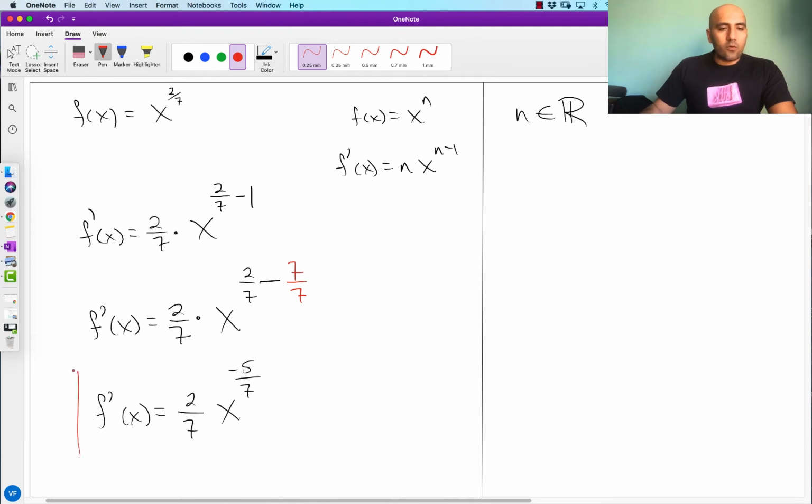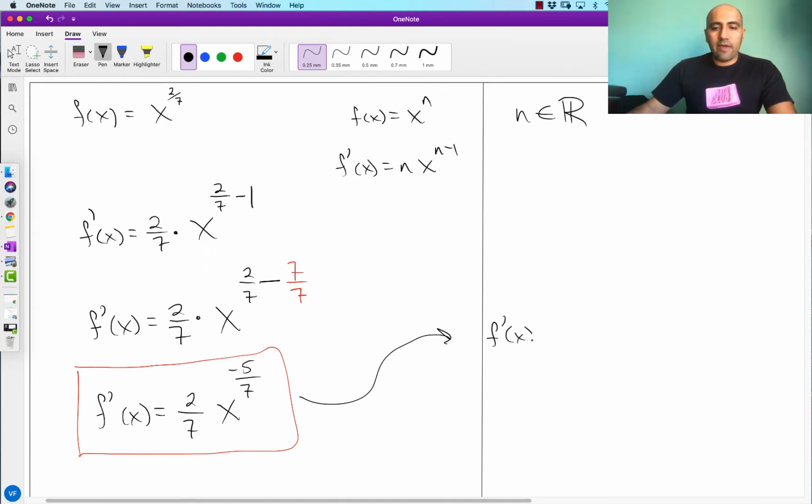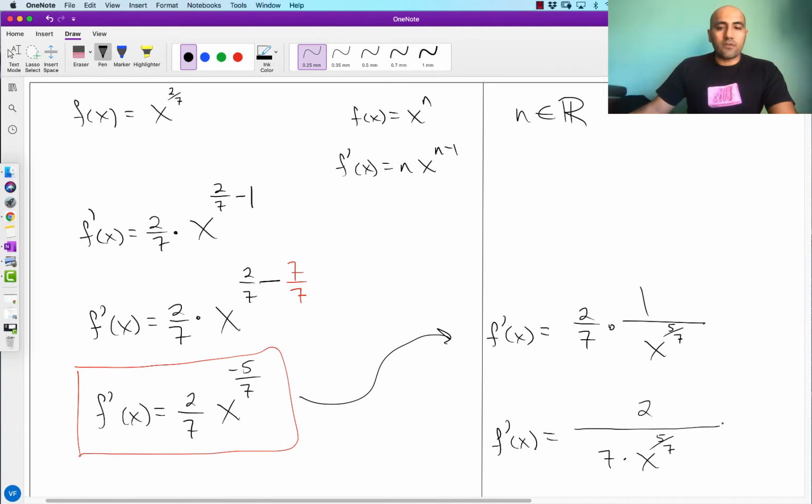So we could leave it like this, or of course we can take advantage of our algebra skills and note that when we have a negative in the exponent, we can rewrite it by writing it underneath 1. So this is the same thing as f prime of x is equal to 2/7 times 1 over x to the power of positive 5/7, or finally one big happy fraction where there's just a 2 up there, and there's a 7 times an x to the 5/7 in the denominator. Right? So they're all good.